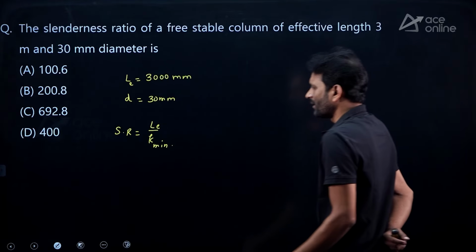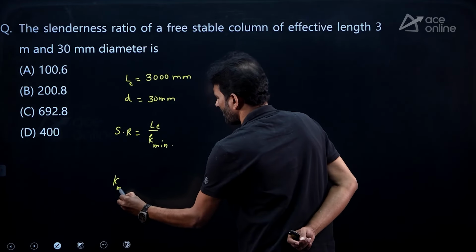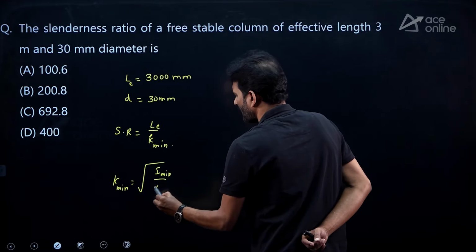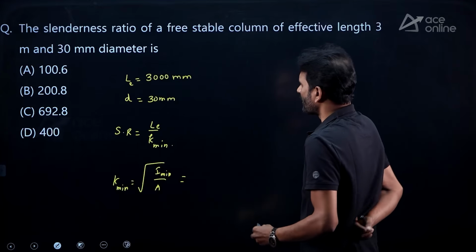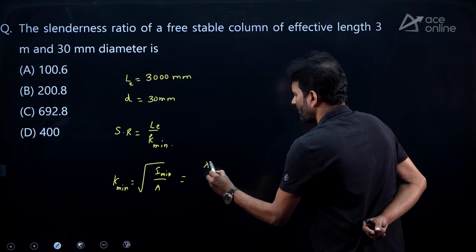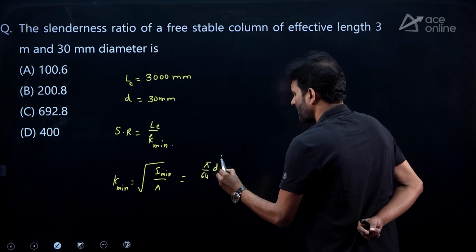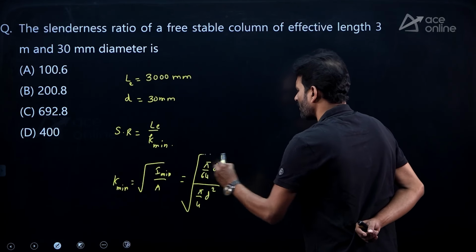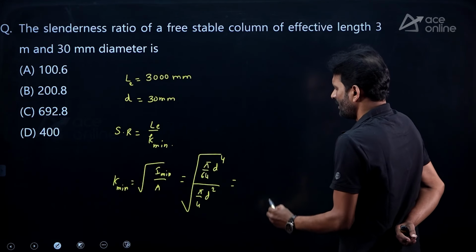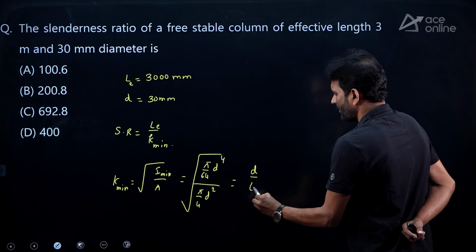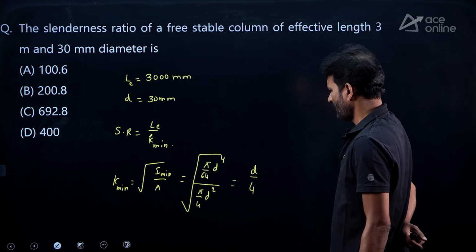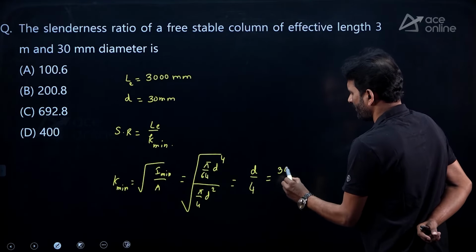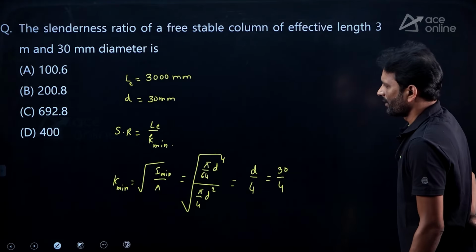Already LE is known, my target is K-min. K-min, how am I getting it? Root over I-min divided by area. Being a circular section, I-min is pi upon 64 d raised to 4 divided by area pi upon 4 d square, root over d divided by 4. So d divided by 4. What is the d value? 30 divided by 4 is the final K-min value.